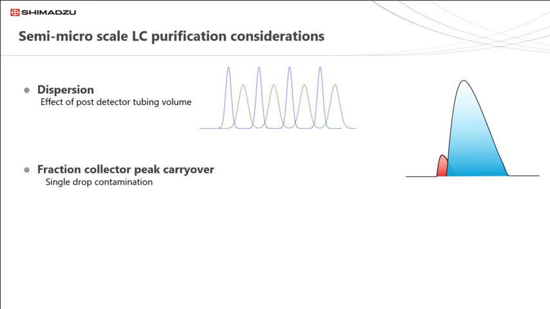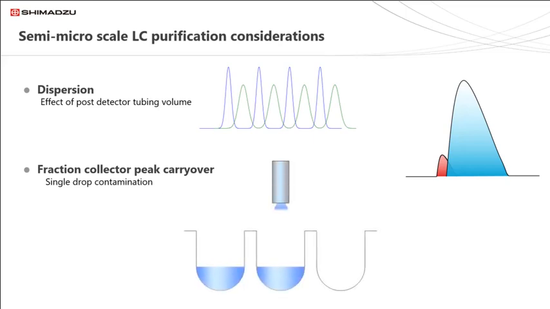Fraction collection peak carryover. Removing the last droplet from the tip of the needle might seem minor, but the droplet size can be large relative to the size of the well. So as the collector moves, contamination can be significant if the droplet falls into the next well. Reducing the inner and outer diameter of the probe's tubing creates a smaller droplet, thus reducing the peak carryover.